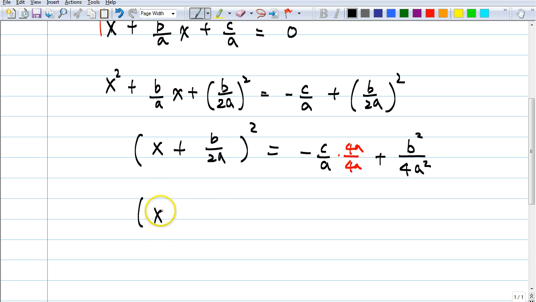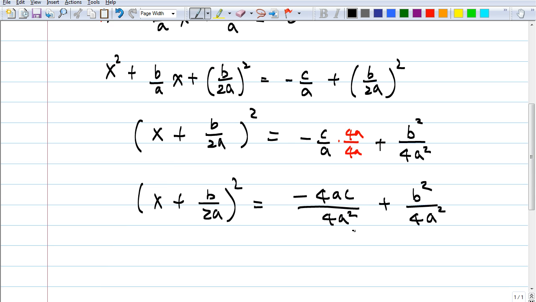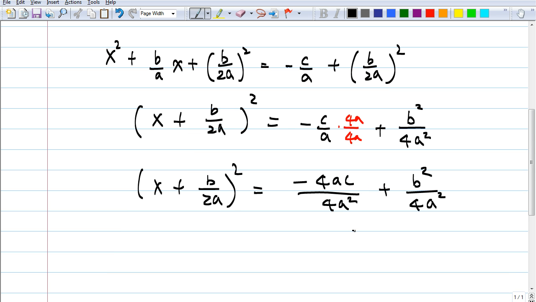You get x plus b over 2a squared equals negative 4ac over 4a squared plus b squared over 4a squared. Is that okay? And let's gather them together.